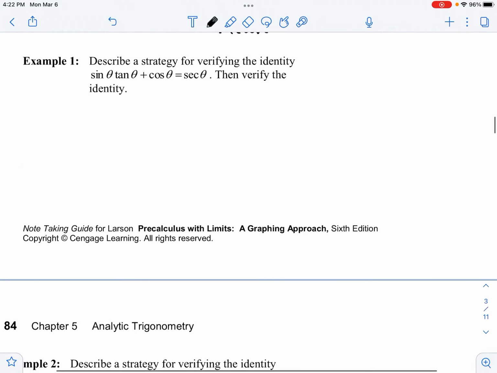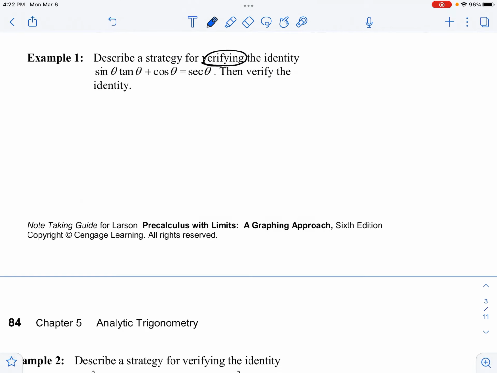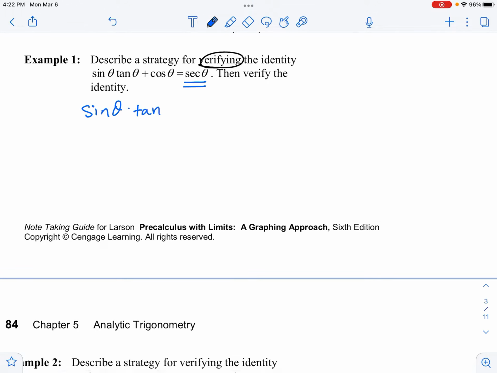Okay, so let's describe a strategy for verifying an identity: sine theta tangent theta plus cosine theta equals secant theta. So you're going to look for which side is simpler, and we're going to leave this side alone. We're going to be working the left side of the function, and we're going to be leaving secant theta alone, which basically means I'm going to be looking for this side to change. We're going to verify all the way down until it looks like secant theta, and that's when we're done.